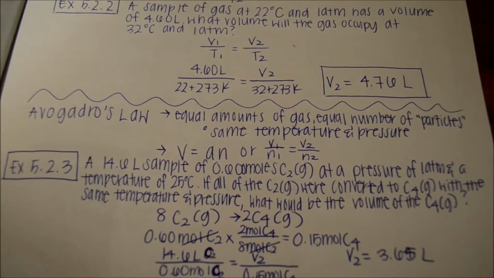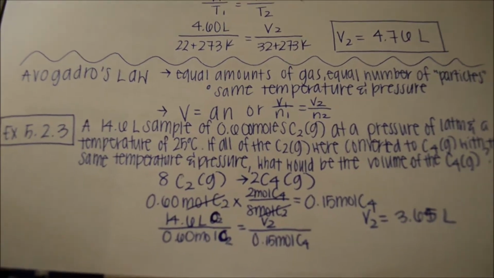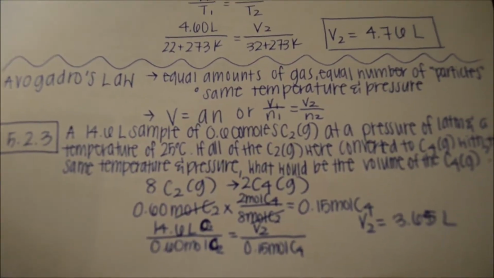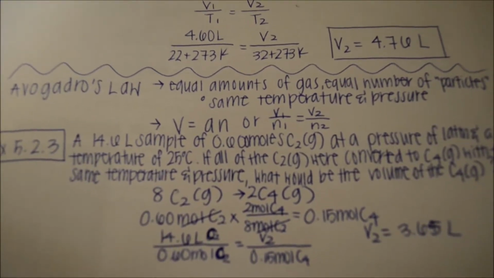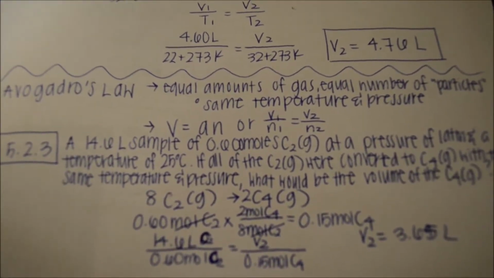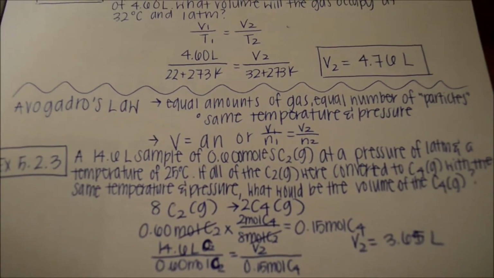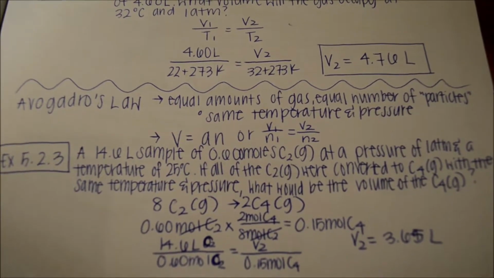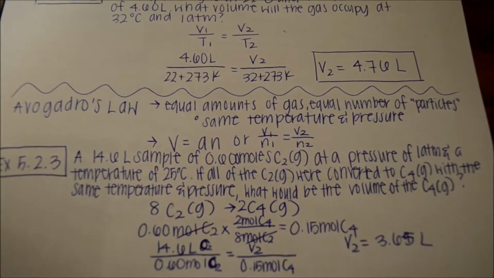Third, Avogadro's law observes that equal amounts of gases at the same temperature and pressure contain an equal number of particles. The formula is V equals aN, where V is volume of gas, N is number of moles of gas particles, and a is just a constant. Here's an example problem using Avogadro's law.